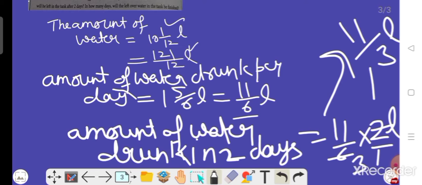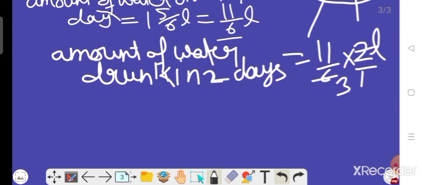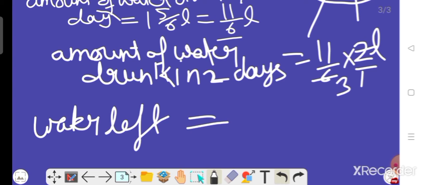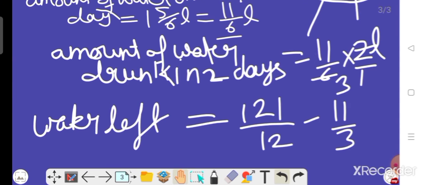Okay, and we have to find, beta, how much water is left. Initially we have this amount of water and we have drunk this amount of water. So by subtracting the drunk amount of water from the total amount of water, we can find the amount of water left. Okay, so to find the amount of water left, water left is equal to 121/12 minus 11/3.